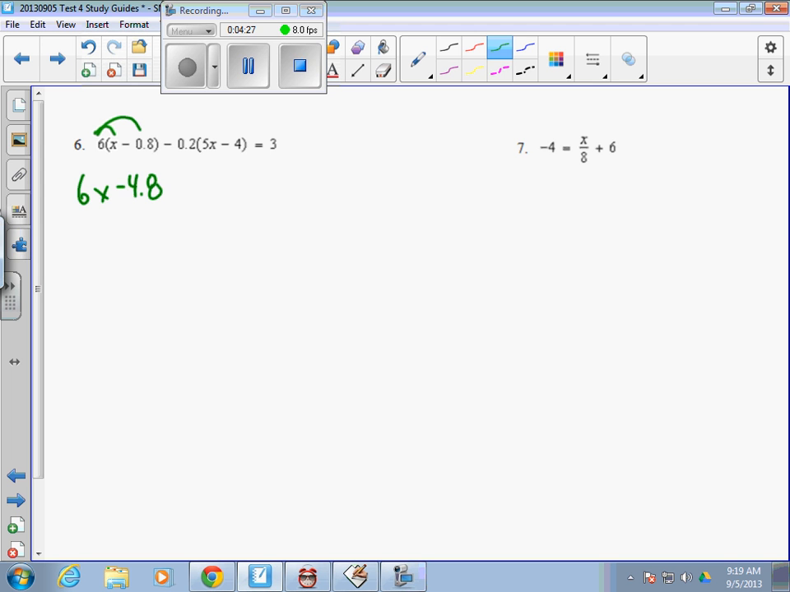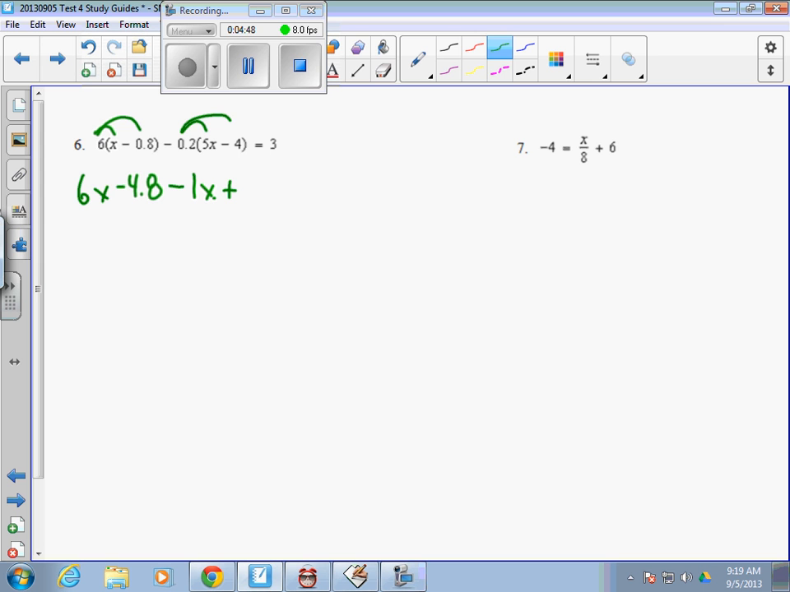Do the same thing with the negative 0.2. Negative 0.2 times 5x. 2 times 5 is 10, but you have to move the decimal over one time. So it becomes negative 1.0x, or negative 1x. And then negative 0.2 times negative 4. Negative times a negative is going to be a positive plus.